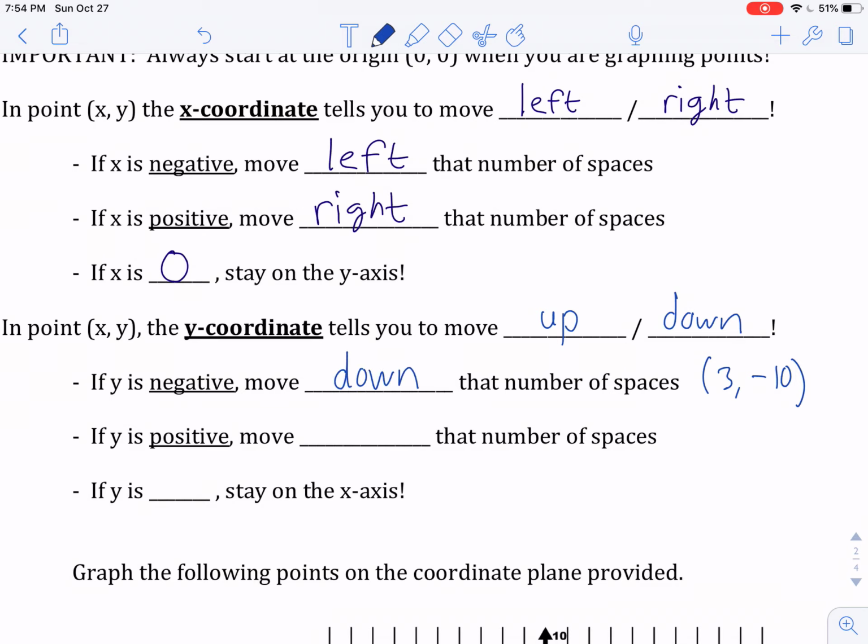And that means if y is positive, we're going to move what? Up. And then what number would keep it on the x-axis here if y is 0? Yep. So for example, if you had 8, 0, you would move left or right 8. Yep, you move right 8, then do we go up or down at all, or no? We would not go up or down because y is 0. It means stay on the x-axis.